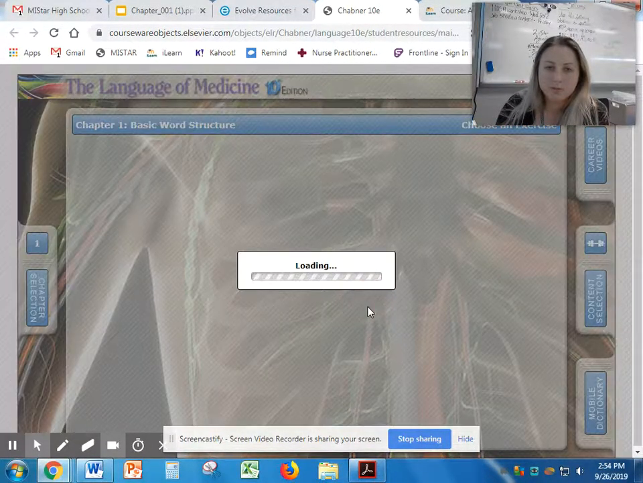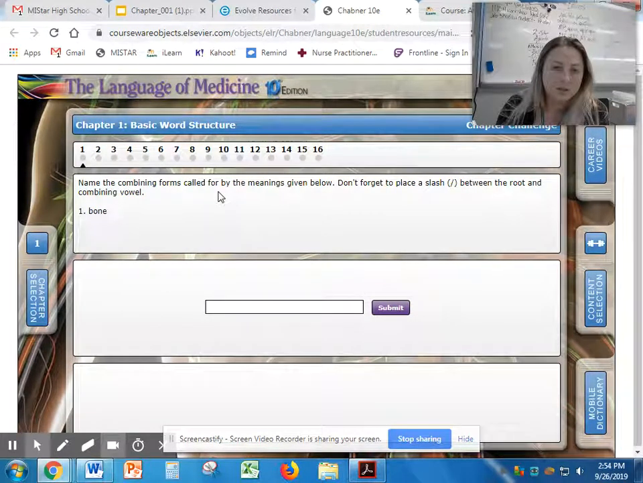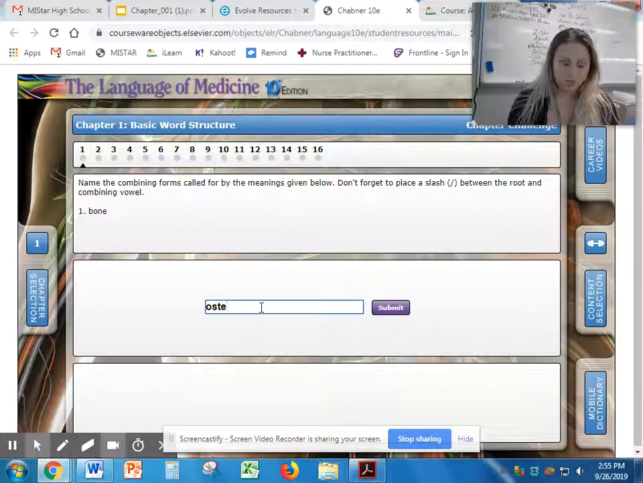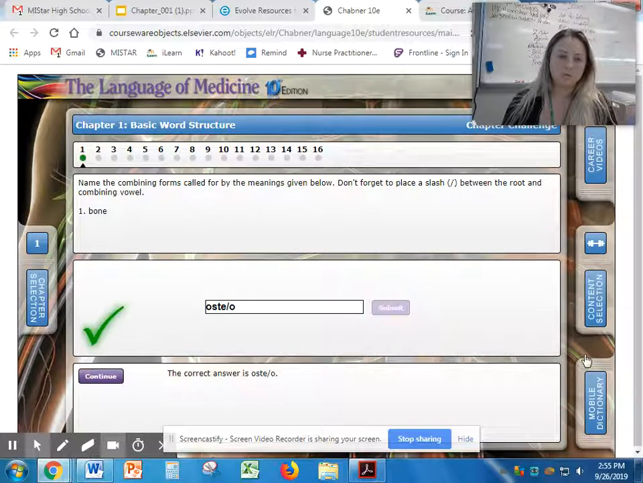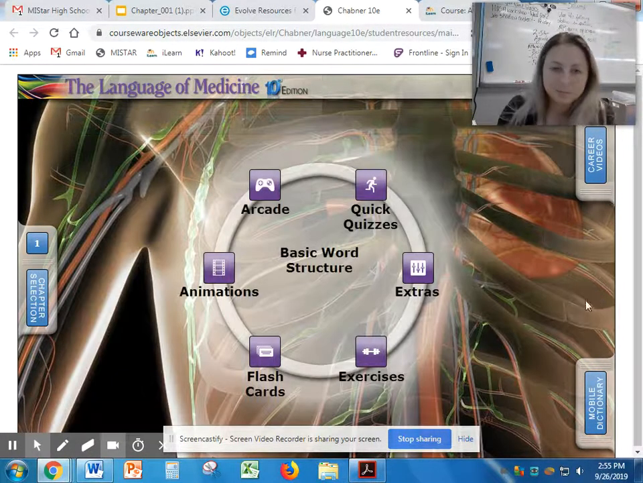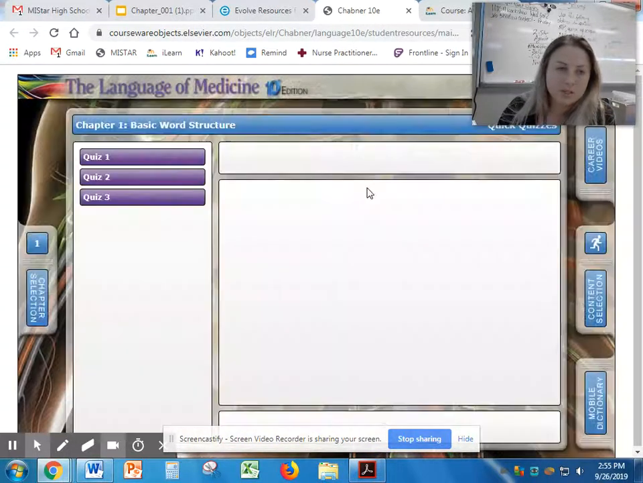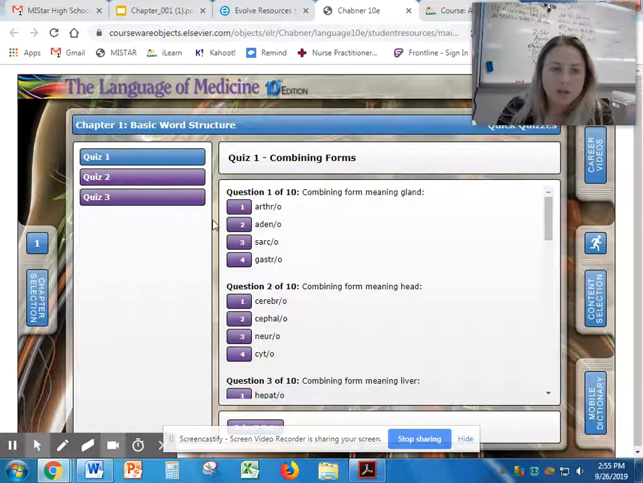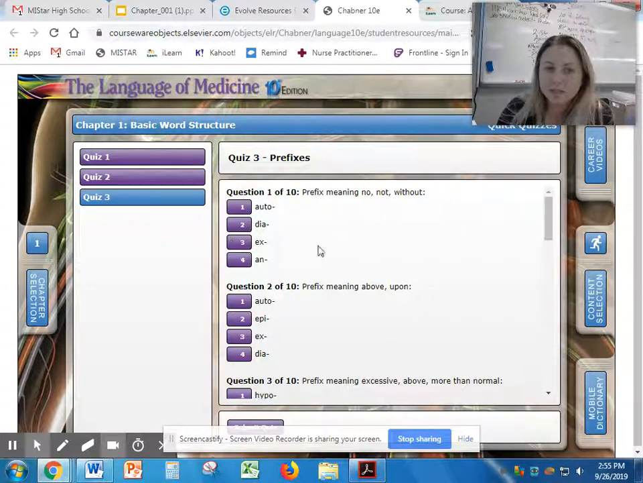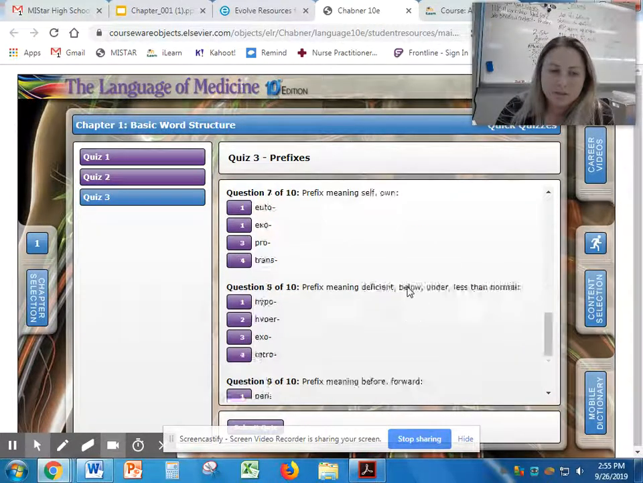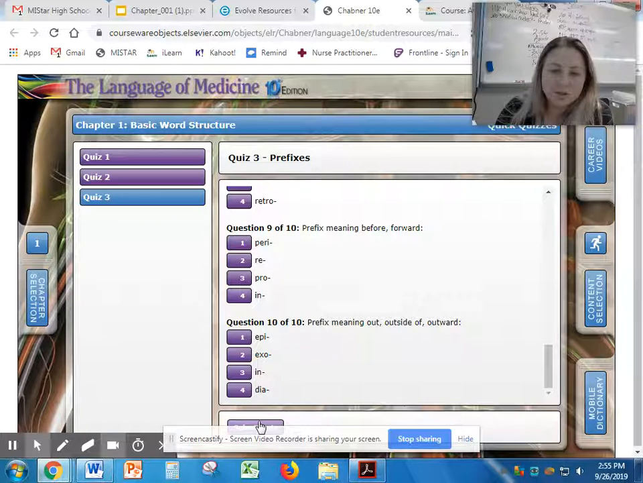There's also a chapter challenge. Name the combining forms called for by the meanings given below. Don't forget to place a slash between the root and combining vowel. So bone, osti/o. Bam. Then there are quick quizzes. If you want to just do combining forms, suffixes, or prefixes, you can quiz your knowledge on them. There are only 10 questions, and you submit the quiz down below.